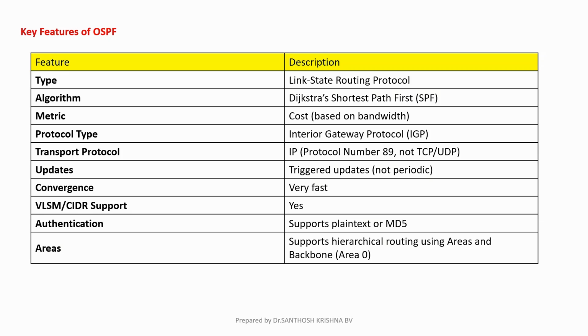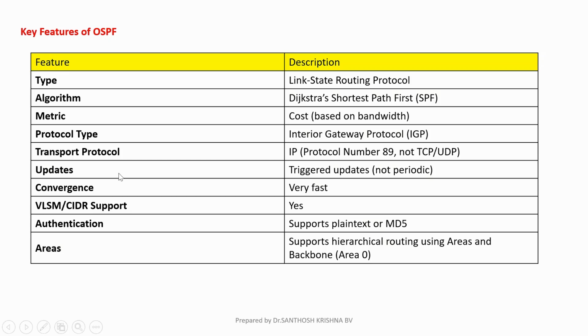Key features of OSPF: basically it uses a link state routing protocol, and the algorithm to find the shortest path, as we have discussed, is the Dijkstra shortest path first algorithm. Here the cost is calculated as a metric based on the bandwidth. And as I said, it is an interior gateway protocol. The transport protocol used is IP, and it does not use periodic updates. Whenever there is a change, only in that case will triggered updates happen, so that it will avoid flooding the networks.